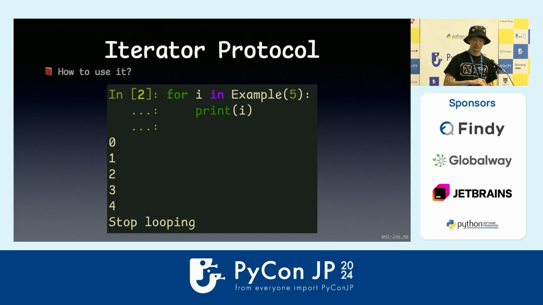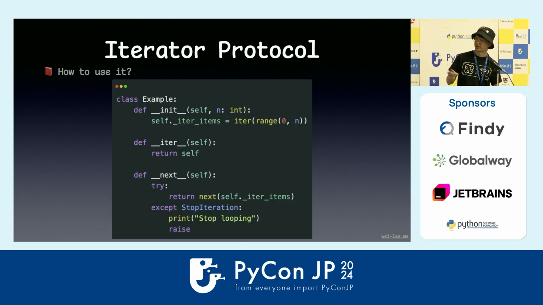If you run through, like for i in example5, which is pretty much range from 0 to 5, after it's consumed this iterator, it will print the stop message, just like defined here.